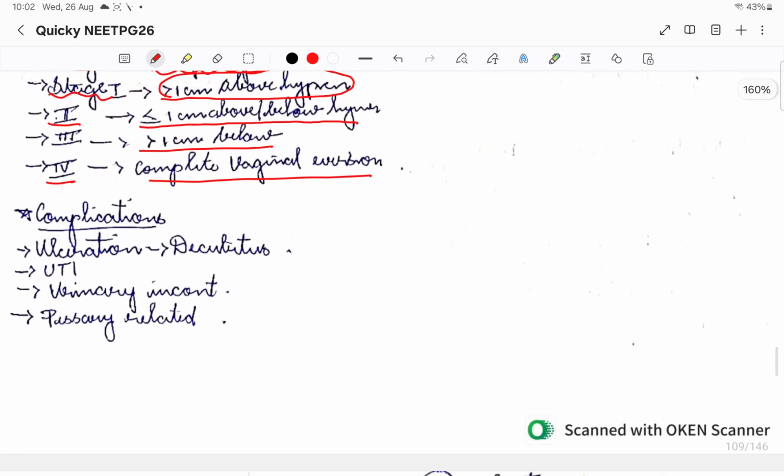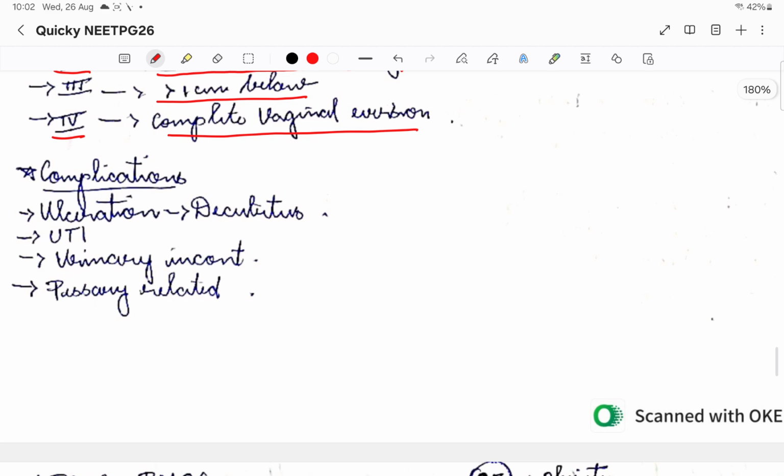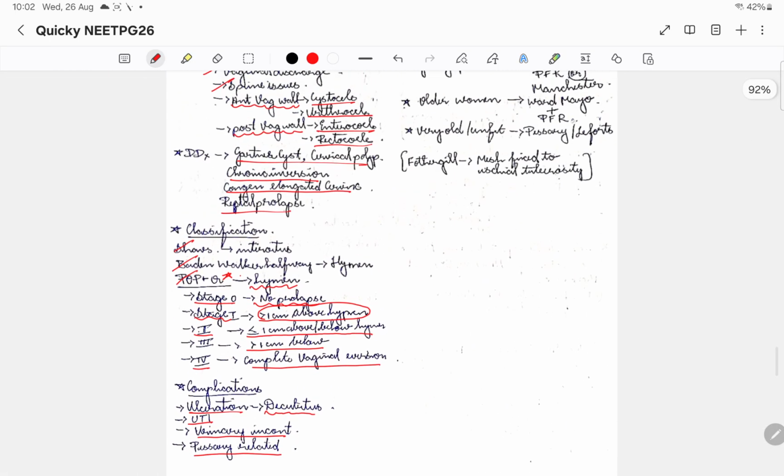Okay, then coming to complications that might happen because of prolapse: ulcerations, because of decubitus ulcerations, UTI, urinary incontinence, and pessary related issues. Okay, so we'll come back to management.